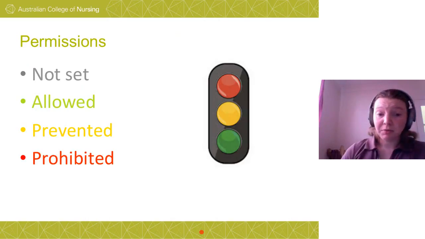Allowed is pretty straightforward. It means that they can do it, unless they are in a role that has prohibited for that capability set. So this is where it starts to get tricky, because users can have multiple roles at any given time.